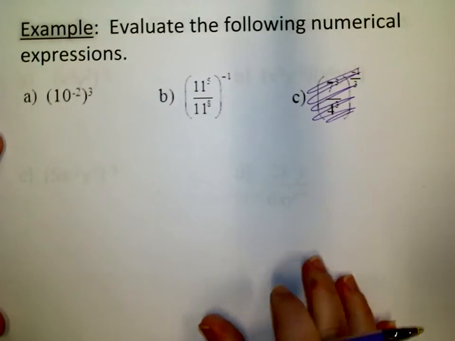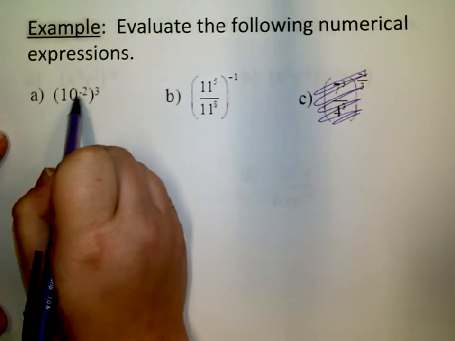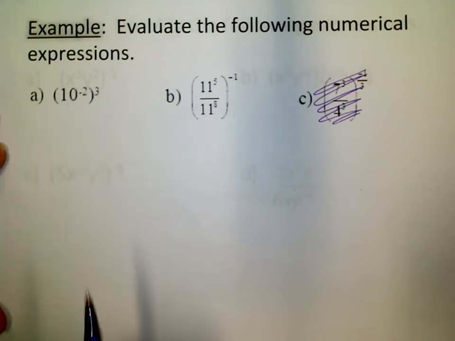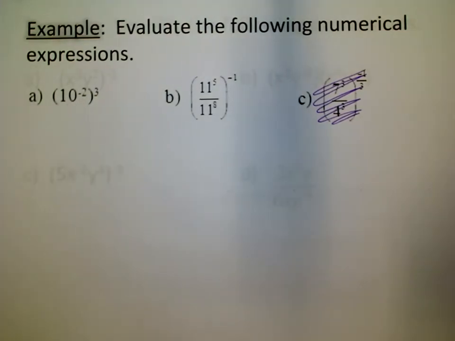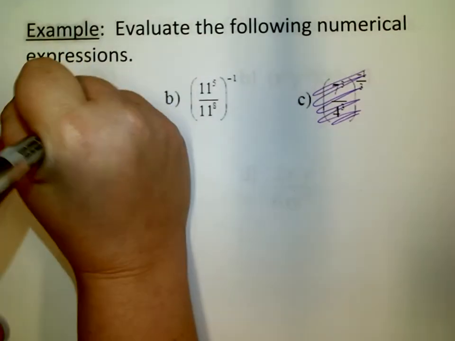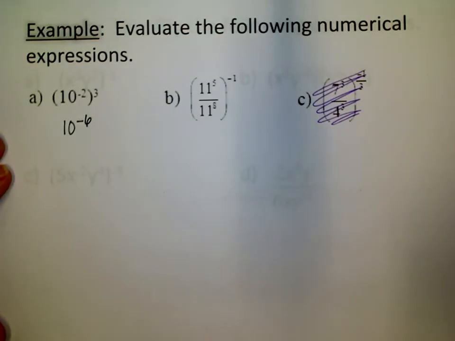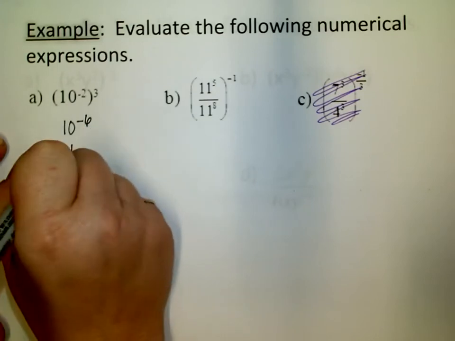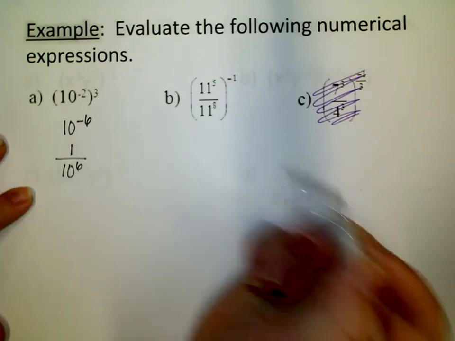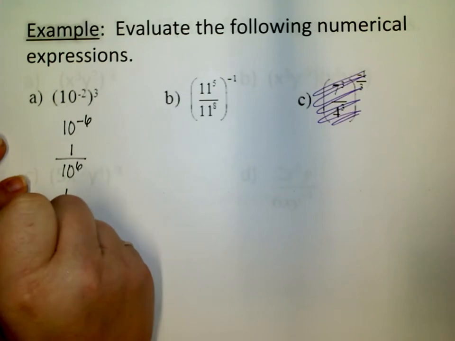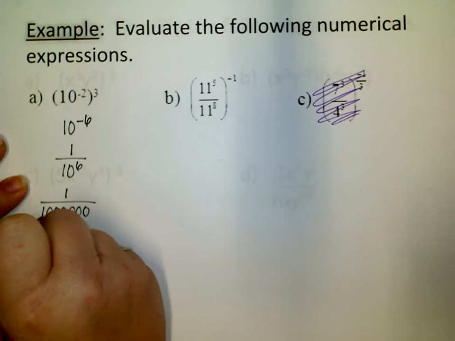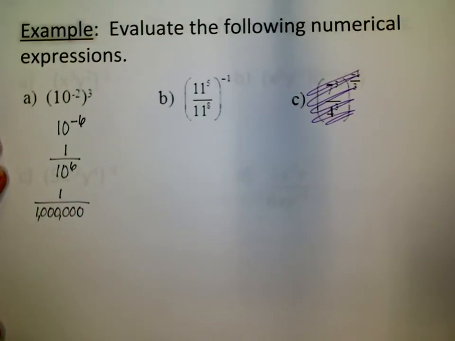So let's look at a couple of examples here. If I have 10 to the negative 2 to the third, this is a power of a power, so I am going to need to multiply those. When I do that, I get 10 to the negative sixth. And because this is a negative, this is going to become the reciprocal. It's going to move down to the bottom: 10 to the positive sixth, which is a 1 with 6 zeros. 1/1,000,000th would be the answer to that.